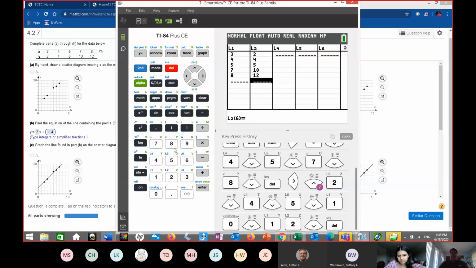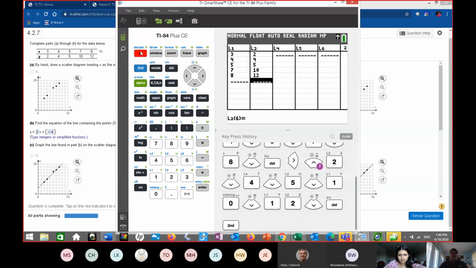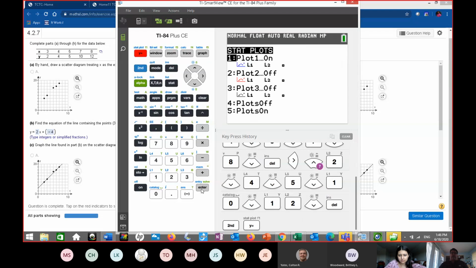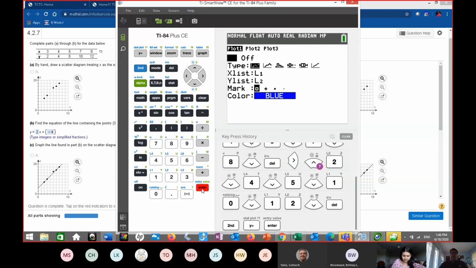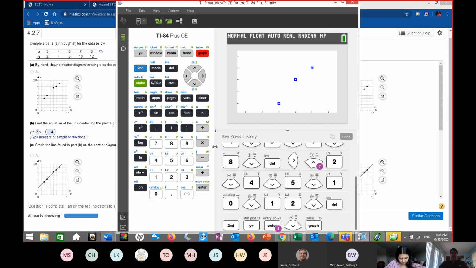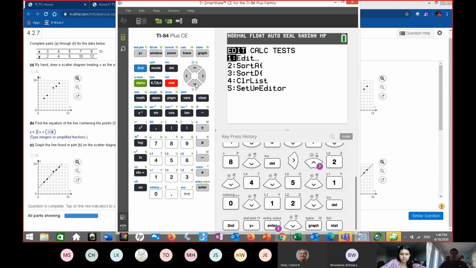And you can graph that by hitting second stat plot, hit enter to turn it on, click enter when it's on. It defaults to a scatter plot. All you have to do now is hit graph. Now it may not show up right, so you have to hit zoom and stat, which is 9.